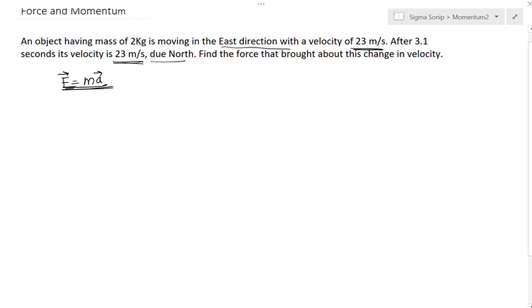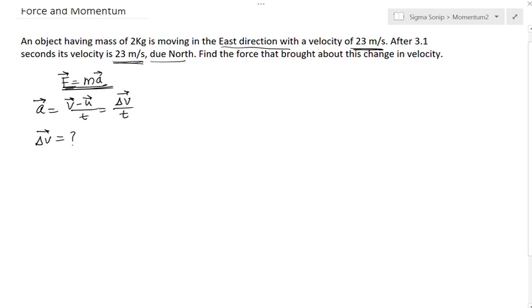So acceleration is equal to, I'll write that as a vector, v minus u divided by t, or delta v upon t. So we need to find delta v first.